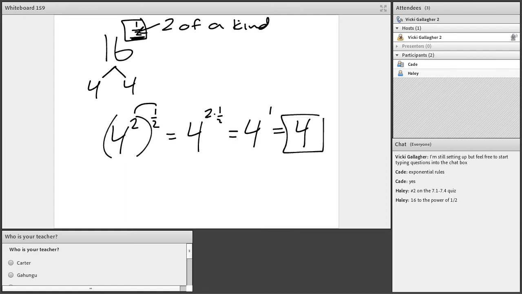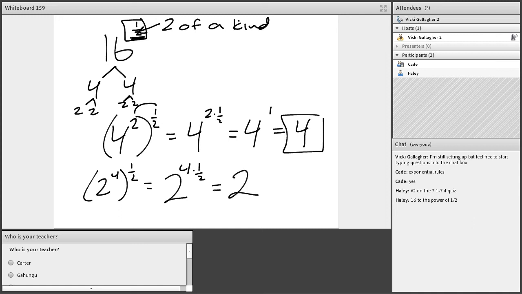If 4 had not worked, you could have broken it down even more. You could have gone 2, 2, and 2, 2. So that's 2 to the 4th to the 1/2. And then you would do 4 times 1/2, or half of 4, is 2. And then 2 squared is 4. And you would have gotten the same answer. So that's how you do that type of problem. It's a factor tree.